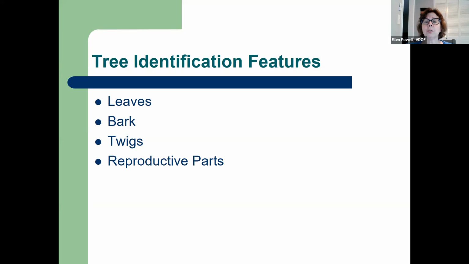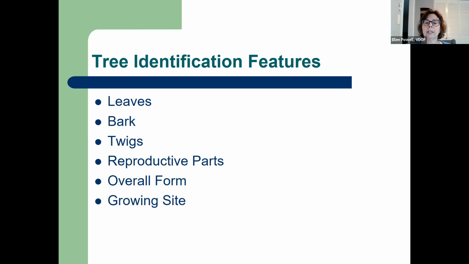Reproductive parts are also important for tree ID. That would include both flowers and the eventual fruit of the tree or nut, whatever type of fruit the tree might have. The overall form, shape of the tree is important also. Some trees have a characteristic shape when they're viewed from a distance, and so looking across the landscape, you can sometimes tell what you're looking at just by that.